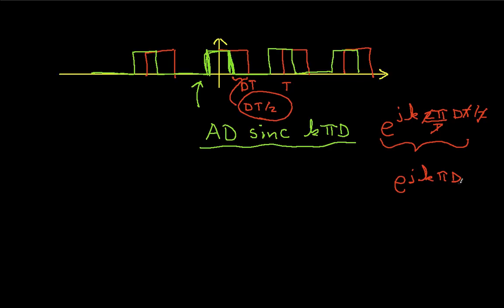So the main point I hope you got from part two of this video was to see what the sinc function looked like for different values of d, and to get a feeling for the magnitude and phase, and the fact that the phase is a consequence of transforming an even signal that has been shifted in time.